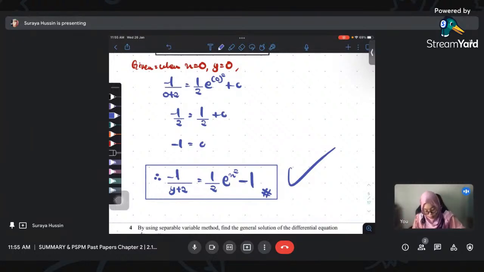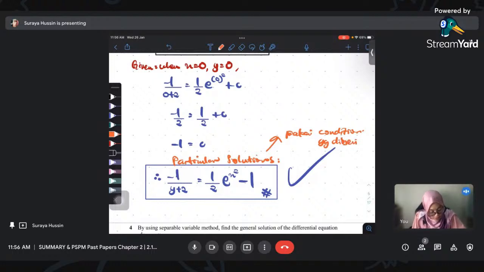Okay, this is what we call as particular solution. Particular solution, kita pakai conditions yang diberikan. Pakai conditions yang diberi buat kamu dalam soalan. Kalau dia tak cakap particular pun, you sendiri faham. Conditions diberi, maksud pakailah. Pakailah dan cari particular solution. Your value of C mesti ada nilai. Itu maksud particular solution. And it's not that hard.